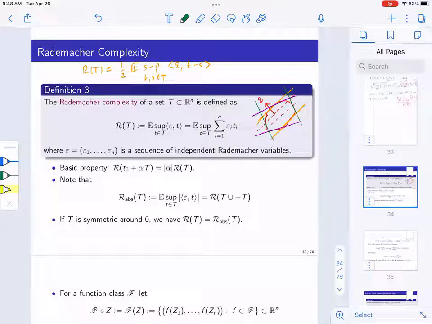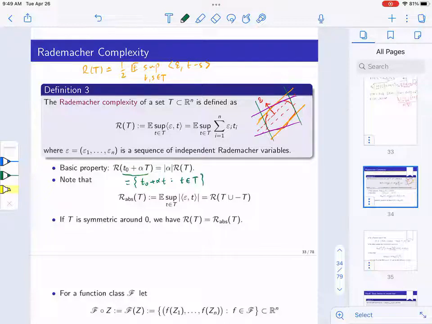So some basic properties. This doesn't have an absolute value. Without the absolute value, it's an interesting quantity because if I shift it, it doesn't change. Okay, so it makes sense because if you have a measure of size, you don't want it to change as you shift things around. This notation is just the set of all points that look like this, T0 plus alpha T. So you rescale the set and then shift it.